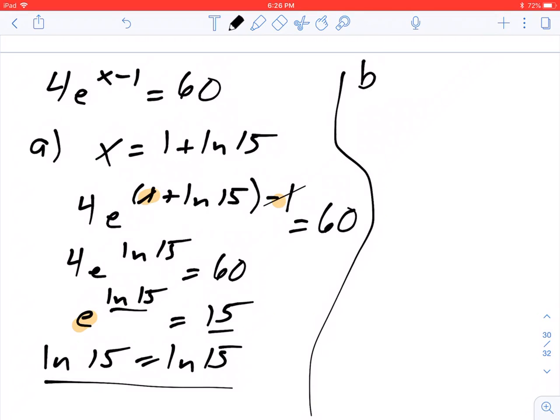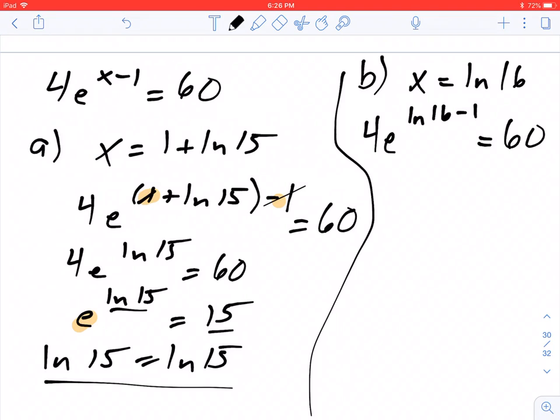Now let's try it for B. Part B, they asked us to try x equals natural log of 16. Same thing, I'm going to substitute this in: e to the natural log of 16 minus 1 equals 60. You might be very tempted to take 16 minus 1 and make that 15. But you can't, because natural log is a member of the exponent family, and in PEMDAS, exponents come before subtraction. So you cannot subtract 16 minus 1 in that. They were trying to get you to do that, which is why they gave you this problem, but you can't.